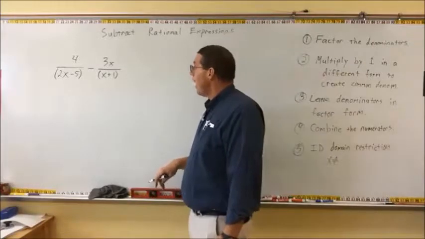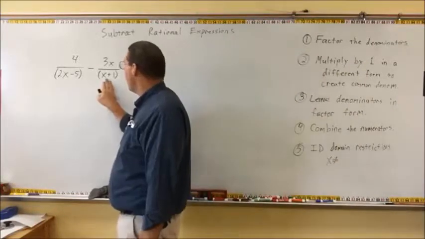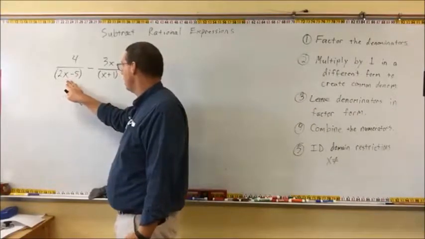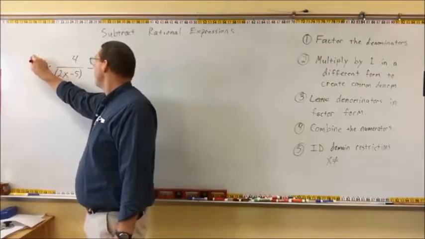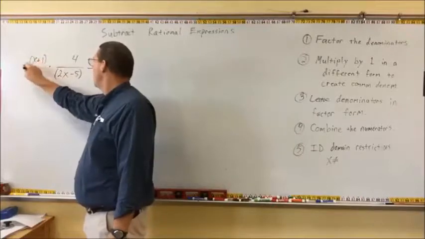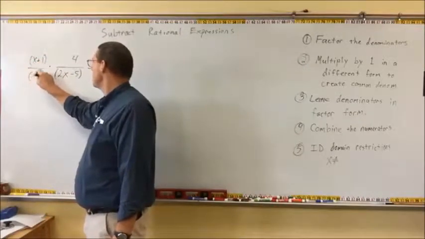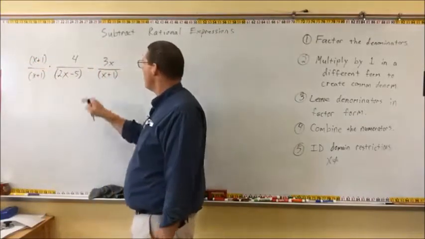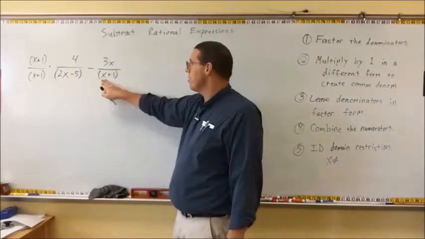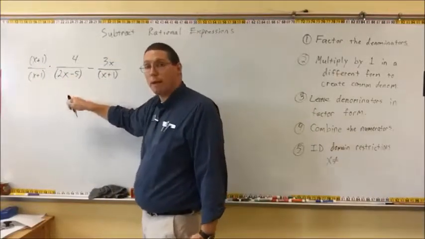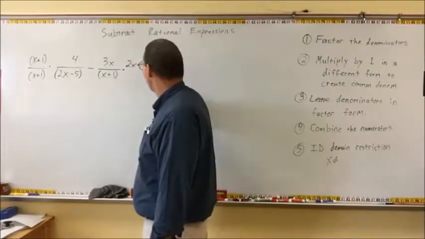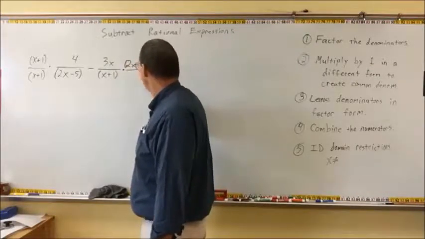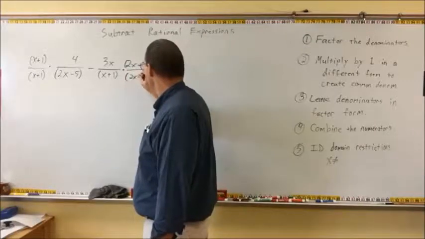So what we're going to do now is ask, what does this denominator have that this one doesn't have? Well, this one has an x plus 1. So we're going to multiply over here by x plus 1 over x plus 1. Now, what does this denominator have that this one does not have? Well, this one has a 2x minus 5. So we're going to multiply over here by 2x minus 5 over 2x minus 5.